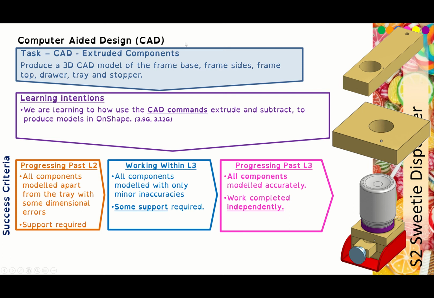Hi there, this is going to be our final tutorial on the extruded component, and we're making the tree in this one here. We're going to be continuing to use CAD commands extrude, but we are also going to be using fillet as well as mirror within the sketch environment. Again, we're looking for our components to be modeled really accurately, and that means when we come to assemble it, it'll be a lot easier to make sure we've got all our dimensions right in the first place.